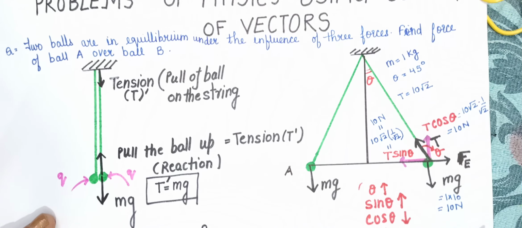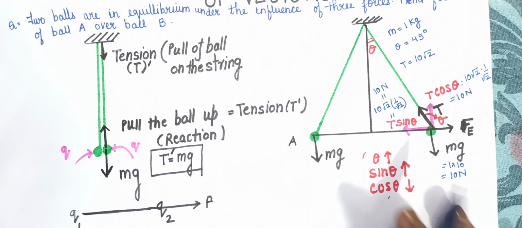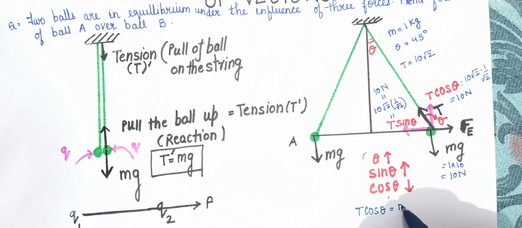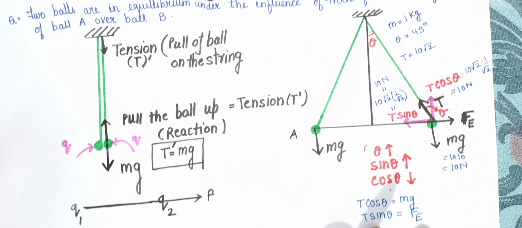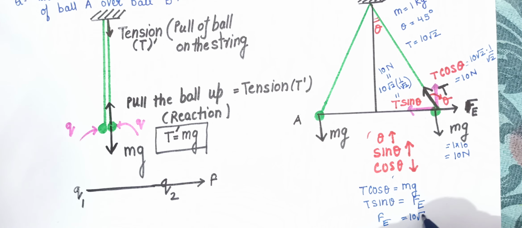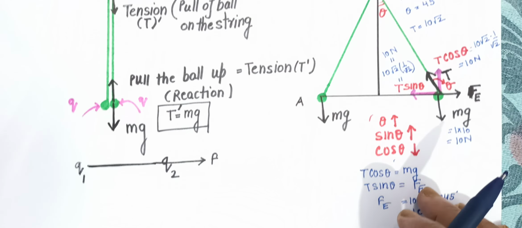Now I just give you the whole analysis of the forces: if it is in equilibrium, then in the vertical direction T cos theta is balancing mg, and T sin theta is balancing Fe. But they are asking you Fe only, the force of A over B, and that you can easily calculate. Fe is 10 root 2 sin 45, which comes to 10 Newton.